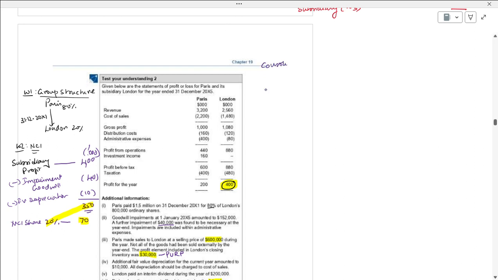Consolidated profit and loss of Paris for the year ended 31st December 2005.